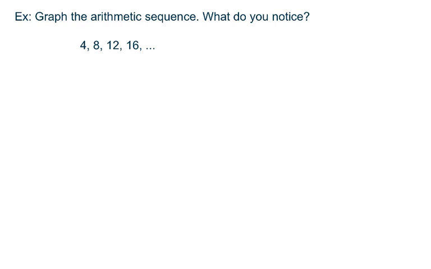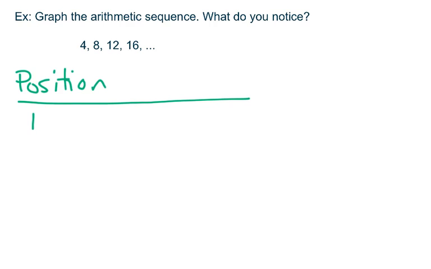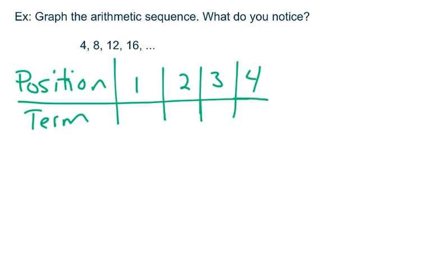How I'm going to do this, I'm going to make an XY table. Position and then term. My position is going to be what place in the sequence these numbers are. So this is going to be position 1, position 2, position 3, position 4. And these are going to be my X values.